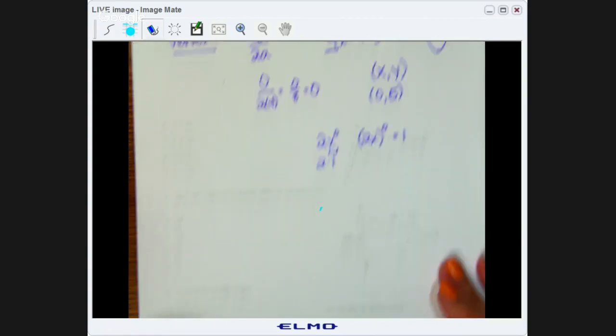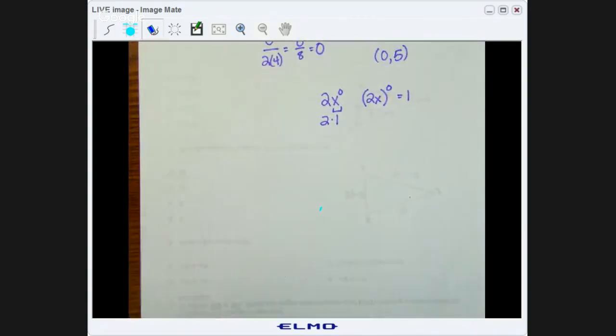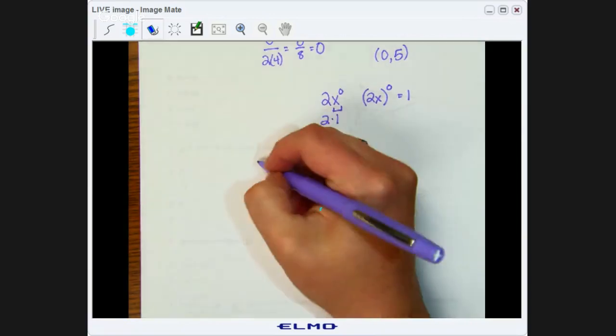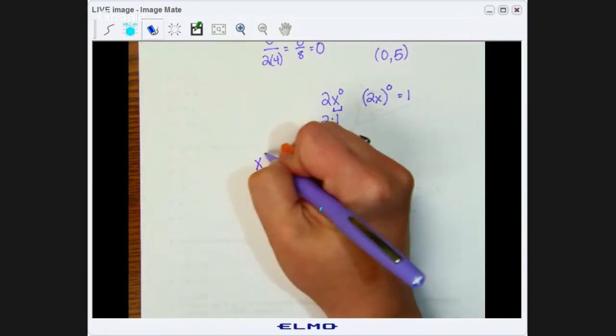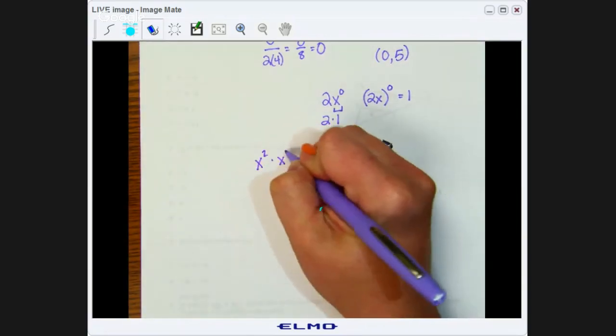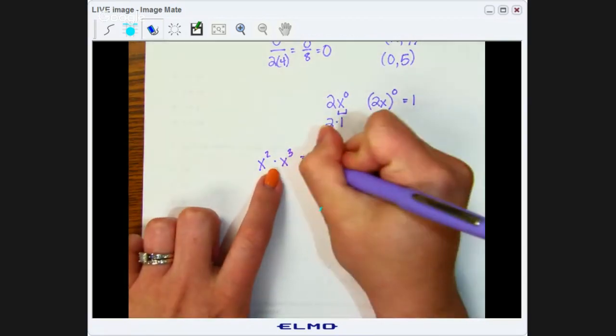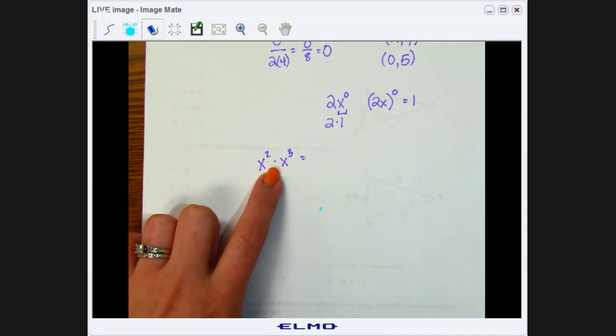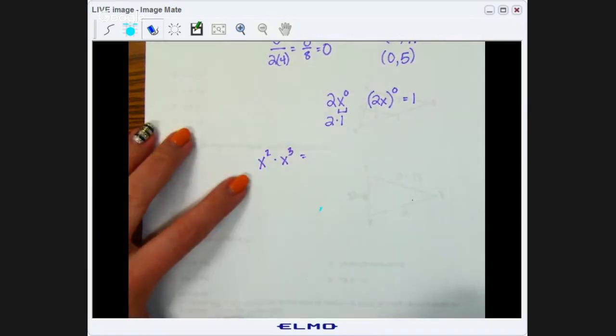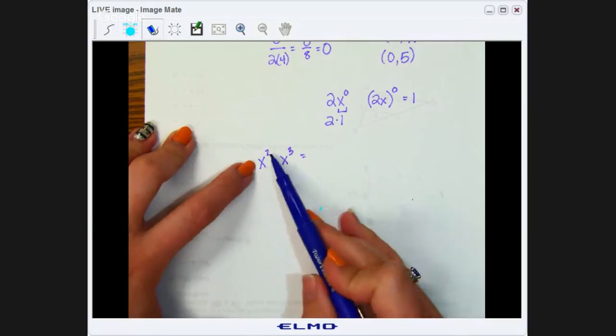Our next question is over exponent properties. So just a quick recap. If I have two variables that are being multiplied together, something just as basic as this, I'm going to add my exponents. Now, if you come to a test and can't remember whether you add or multiply, what I would do is I would expand this. What does x squared mean?